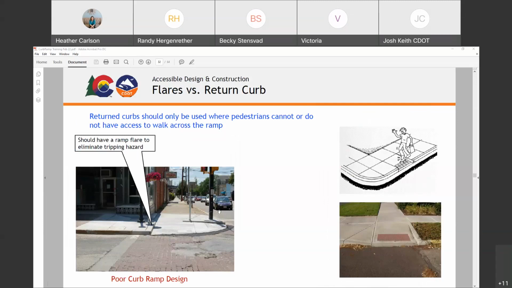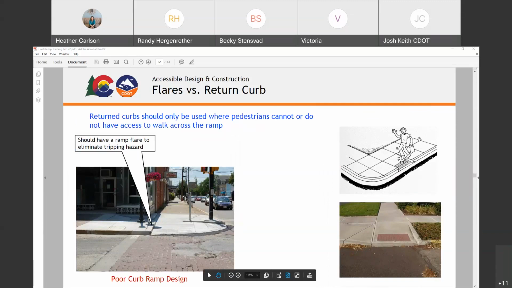So I'm going to get into a little bit of where those flares are needed. Return curbs should only be used where pedestrians cannot or do not have access to walk across the ramp. So basically, if you have grass or gravel or landscaping, then you don't need a wing. You don't need that actual wing there. You can just do a return curb.